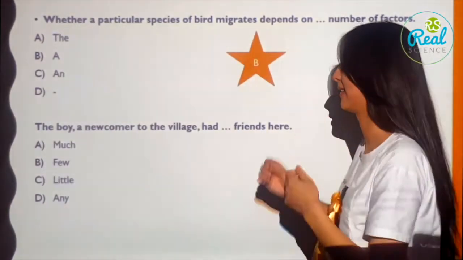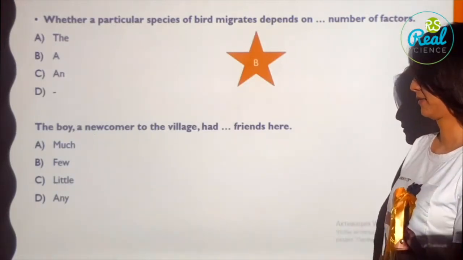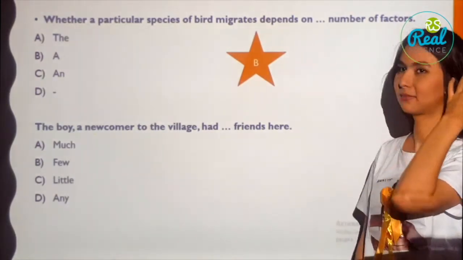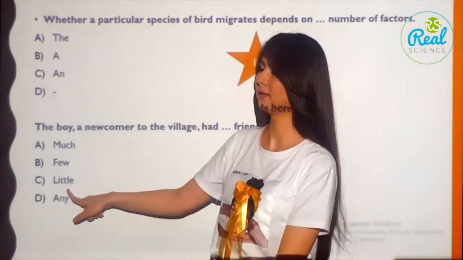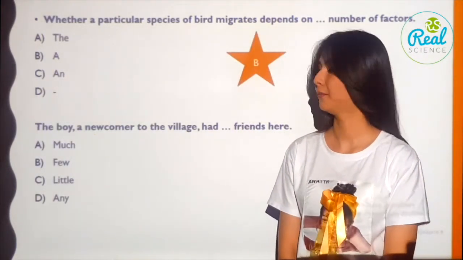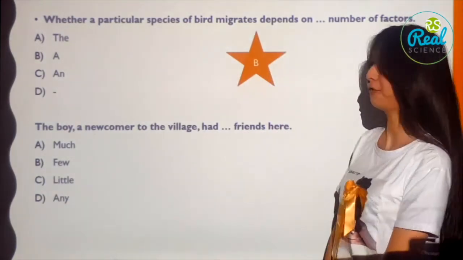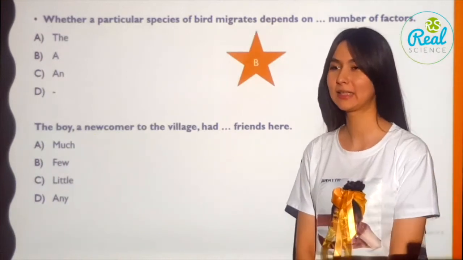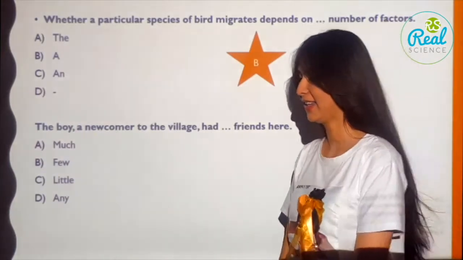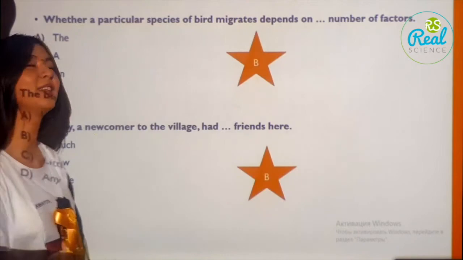The boy, a newcomer to the village, had much, little friends here. Little? No. Few. Any. The boy, a newcomer to the village, had any friends here? No. I think it's B. Few. Okay. Yes, now we will see. Let's look. So the correct answer is B1.